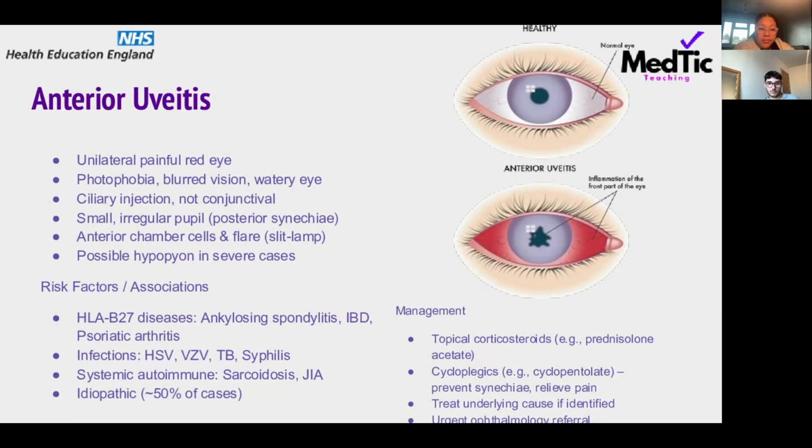Anterior uveitis, the most common cause is idiopathic. We don't know why it happens, it just happens. So you generally see a unilateral painful red eye. Sudden onset, patients describe photophobia, blurred vision, and a watery eye. You also expect to see a small irregular pupil, and on a slit lamp you might see some anterior chamber cells and a flare, and possibly as well, you might see, can never say this word, hypopyon.